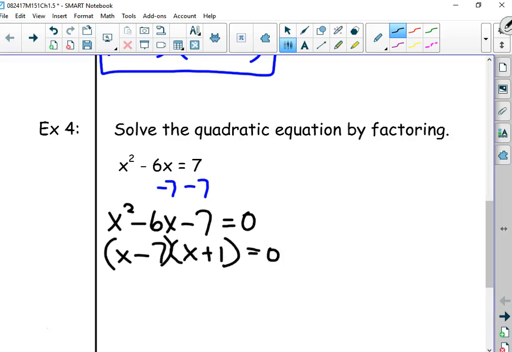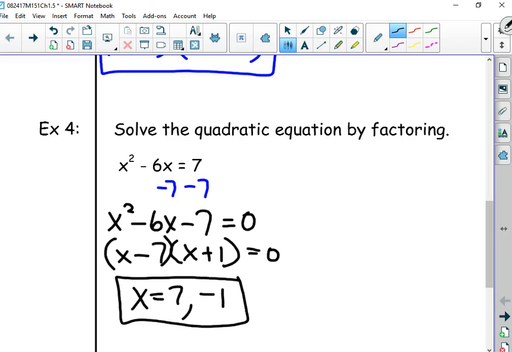And our two solutions from those factors, we're going to change the sign on both of those. We get x equals 7, x equals negative 1. Same idea. You do not have to check. You might want to go back through the check to find an error.